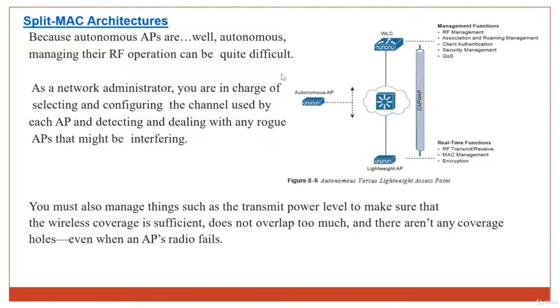We can go and do the RF management. We have the association and roaming management, client authentication, security management, QoS, etc. There are so many things that you can go and check from the WLC, and you can manage n number of access points or the data plane devices. Again, it depends on which version of WLC controller or LAN controller we are using. According to that capability, we can manage the number of lightweight access points. Now, what is the data plane device doing? They are doing the RF transmit and receive, MAC management, encryption, etc.